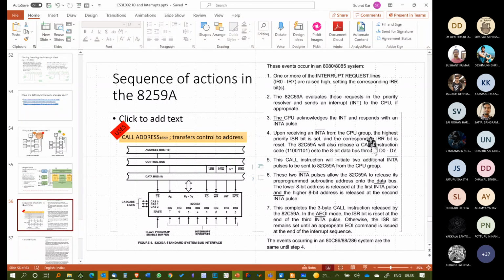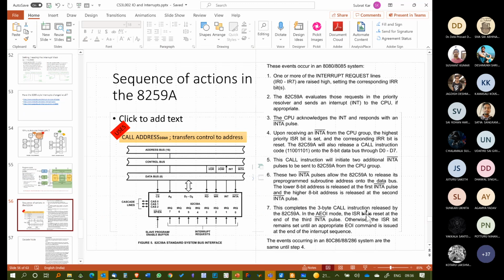The moment you put a call instruction on the data bus, the call instruction will make the CPU issue 2 additional interrupt acknowledge pulses, which will be sent to the 8259. So in the first interrupt acknowledge, the first byte of the address will go onto the data bus. After the second interrupt acknowledge, the second byte of the address will go onto the data bus. So the lower 8 bits will be released at the first interrupt acknowledge. The higher 8 bits will be released at the second interrupt acknowledge. Once this is happening, the 3 byte call instruction is now complete.